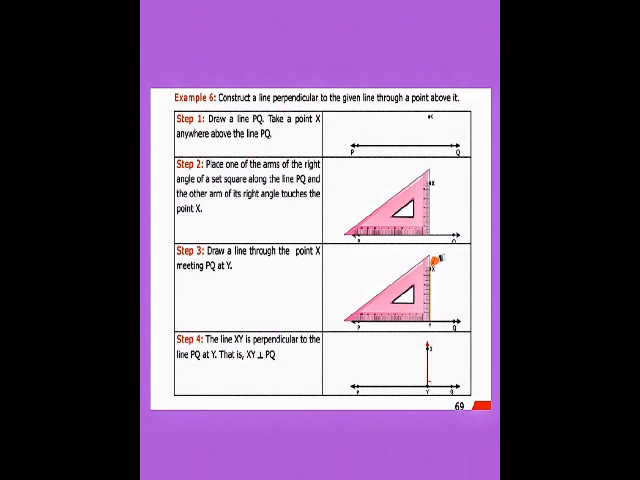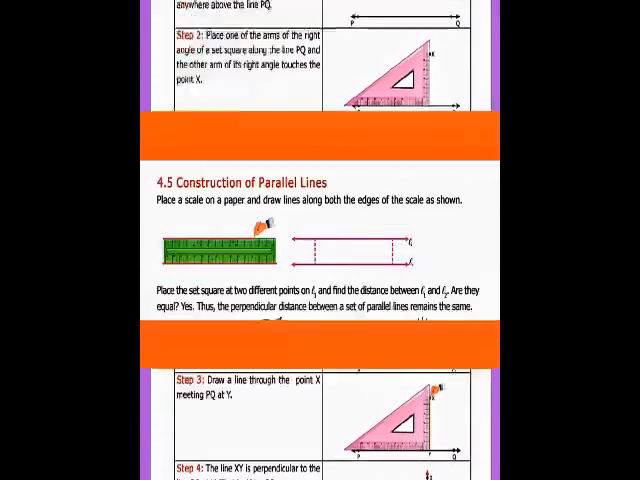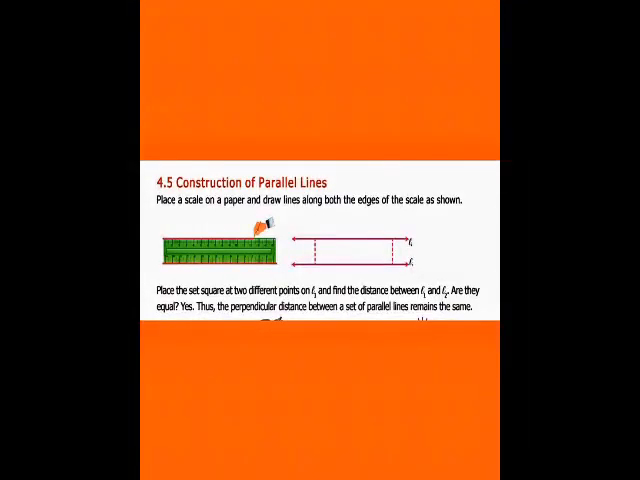Next we are going to see about construction of parallel lines. First we know the perpendicular line. Now we are going to see the parallel line. For parallel lines, place a scale on the paper and draw lines along both the edges of the scale, as shown in the figure.